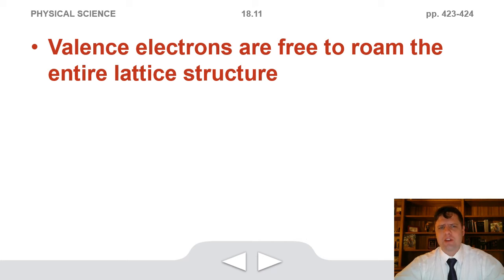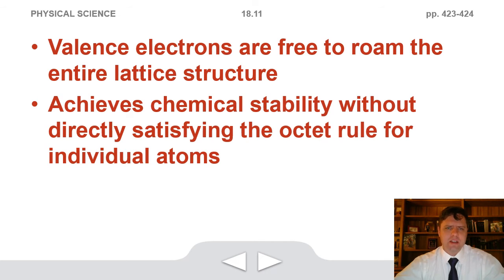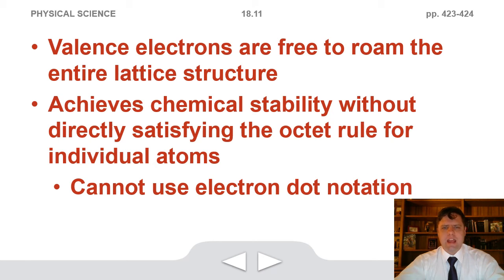Valence electrons are free to roam the entire lattice structure, which achieves chemical stability without directly satisfying the octet rule for individual atoms. In other words, these electrons seem to be able to move freely between all of the atoms within the structure. So it doesn't seem as if they're following any strict octet rule when they're being put together. So you cannot use electron dot notation with metallic bonds.